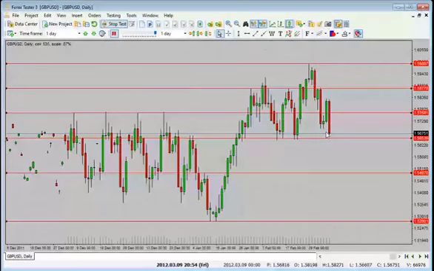Okay, so now we have a big bearish candle close. We are coming into our support. Now what do we expect? All right, so I'm looking for a pullback and then a drop.